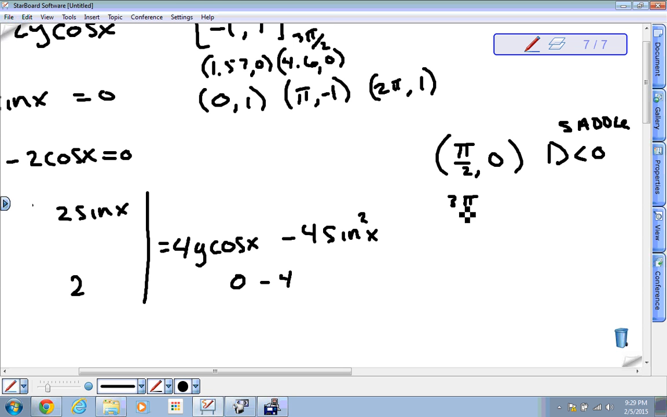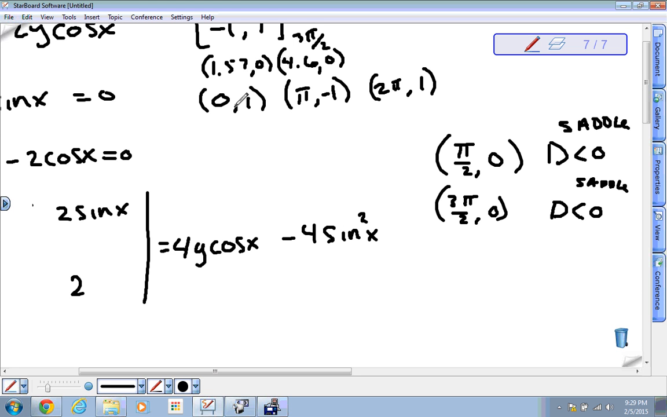Let's try 3 pi over 2. So again, you plug it in. The cosine of 3 pi over 2 is also 0. The sine of 3 pi over 2 is negative 1, but you square it, so it's positive 1. It's the same exact value then. So this is also a saddle.